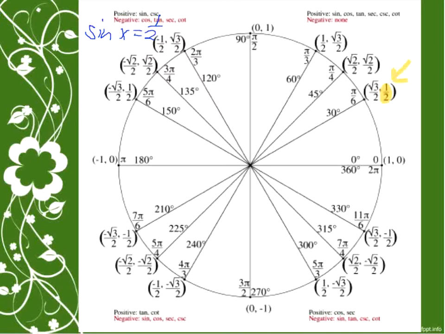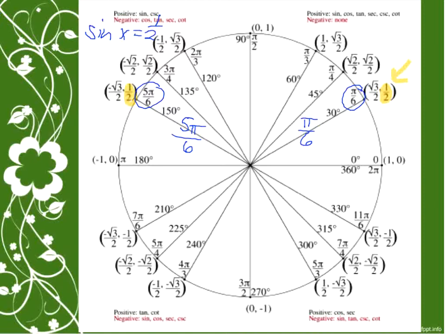Here my y is a 1/2. Is there anywhere else where my y is a 1/2? There certainly is. Right over here my y is a 1/2. So I actually have 2 possible solutions for x where my y value is a 1/2. Those angles are pi over 6, right here, and 5 pi over 6.